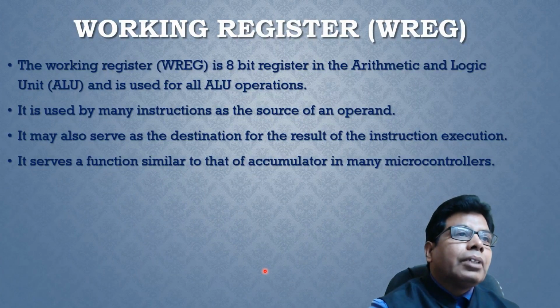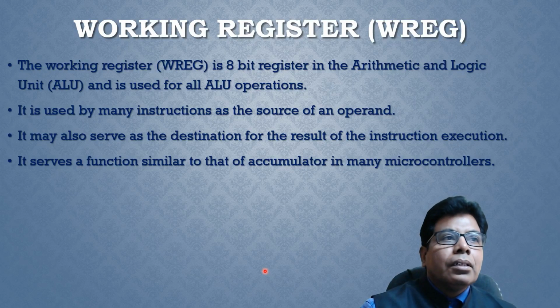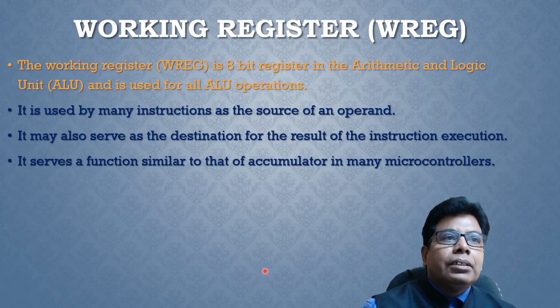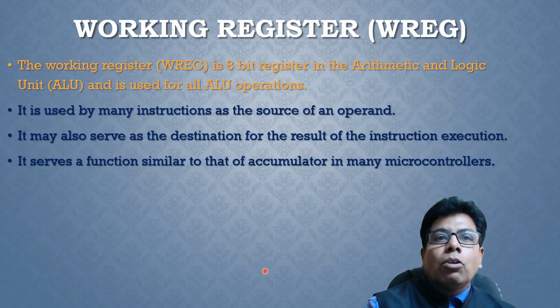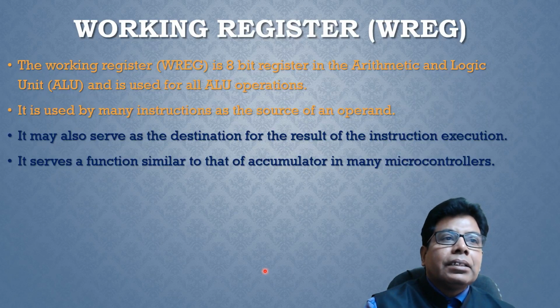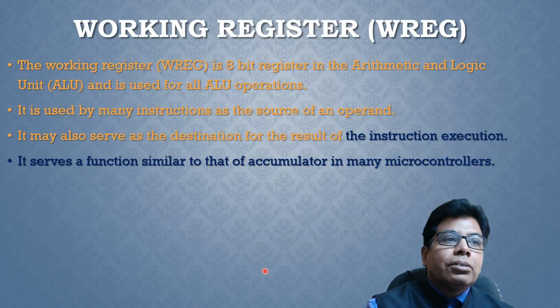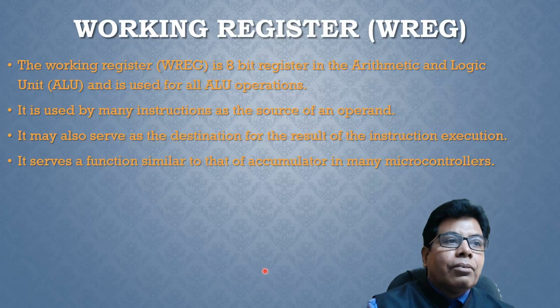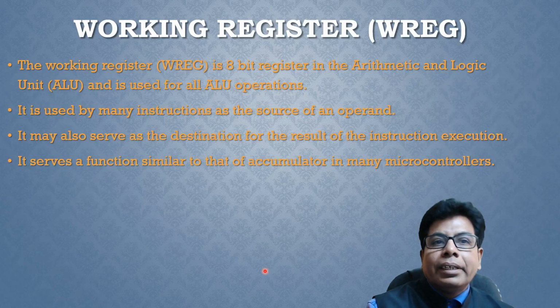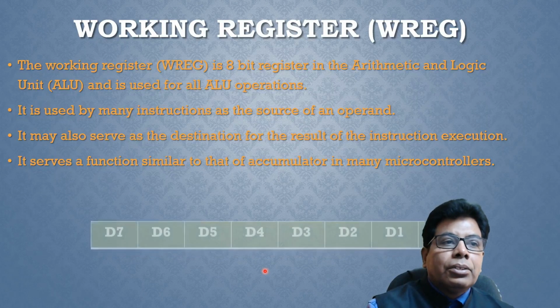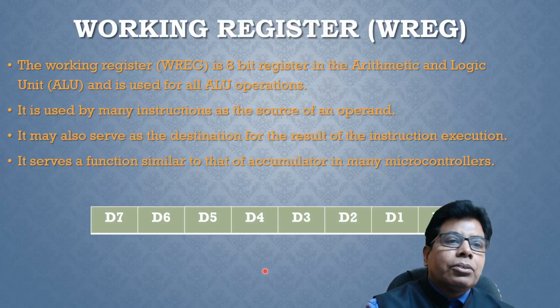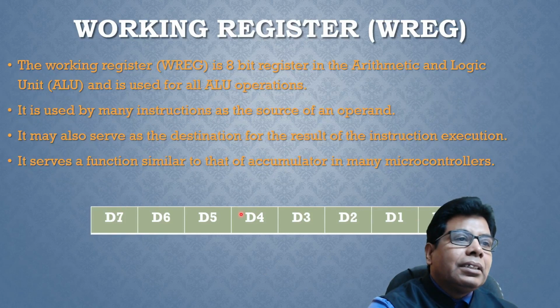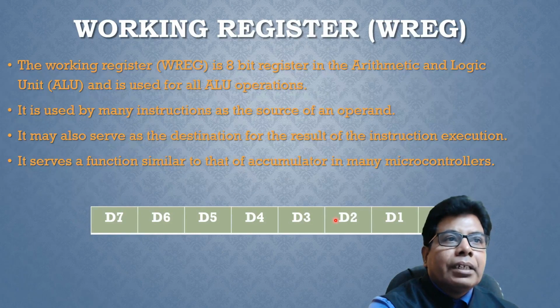Now first is the working register. The working register, or WREG, is an 8-bit register in the arithmetic and logic unit and is used for all arithmetic and logic operations. It is used by many instructions as a source of an operand. It also serves as a destination for the result of instruction execution. It serves functions similar to that of an accumulator in many microcontrollers. So it's an 8-bit register. Here we have shown D0 to D7. This is the 8-bit structure of the working register.